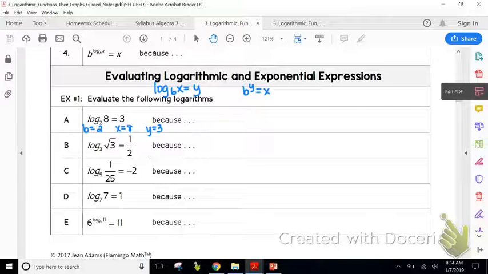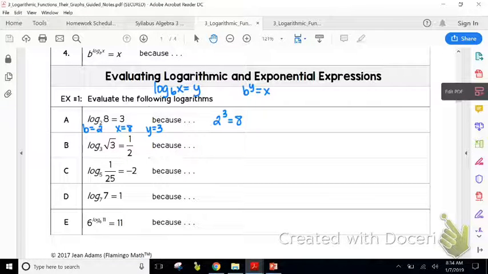All right. So when I set it up in exponential form, I'm going to take my b, which is what number? 2 to the y, which equals x, which is 8. And is that true? What is 2 to the third? It's 8. So 8 equals 8. They're not going to give you any that's incorrect, okay?